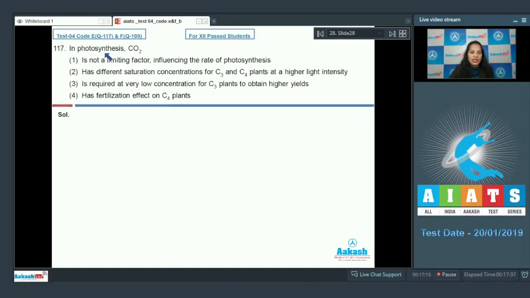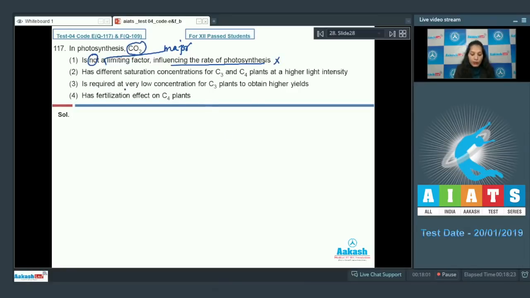Question number 117. In photosynthesis, CO2 or carbon dioxide, first option is not a limiting factor influencing the rate of photosynthesis. Second, has different saturation concentrations for C3 and C4 plants at a higher light intensity. Third, is required at very low concentration for C3 plants to obtain higher yields. Fourth, has fertilization effect on C4 plants. Carbon dioxide during photosynthesis is a major limiting factor which influences the rate of photosynthesis. So this option is ruled out.